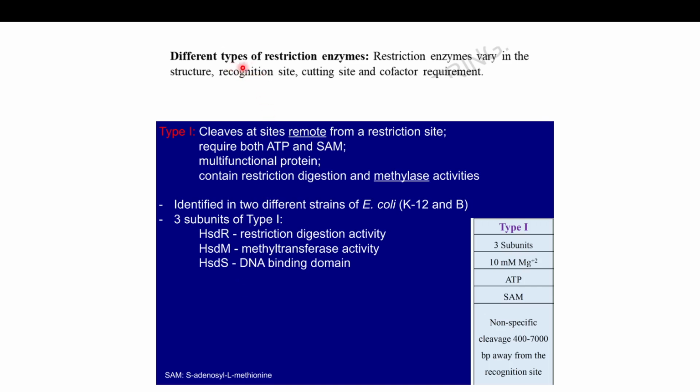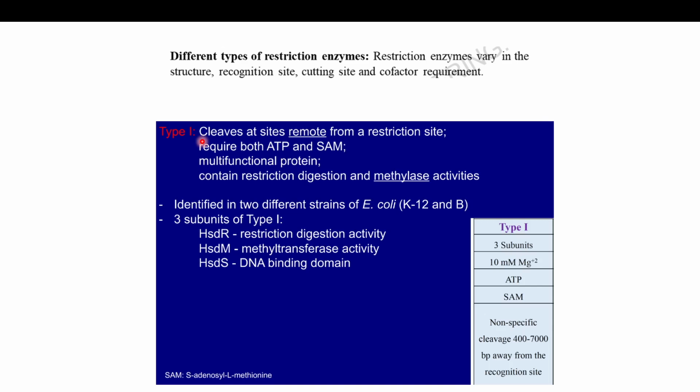Now, there can be different types of restriction enzymes based on their structure, the recognition sites, and the sites where they are actually cutting. They can recognize a particular length of bases but cut at some other site altogether, or at a site like, in the case of EcoRI, GAATTC. There are enzymes that recognize certain nucleotide sequences but cut at some other site altogether.